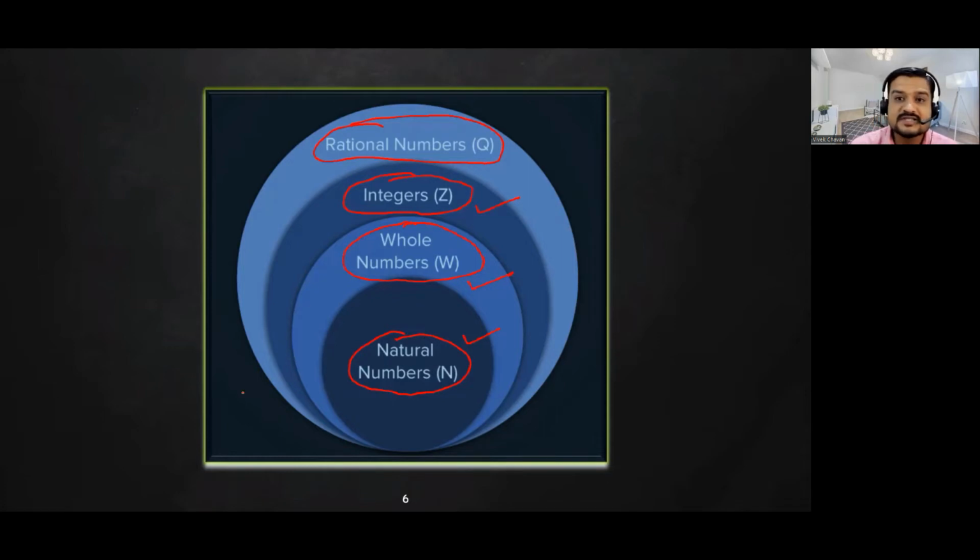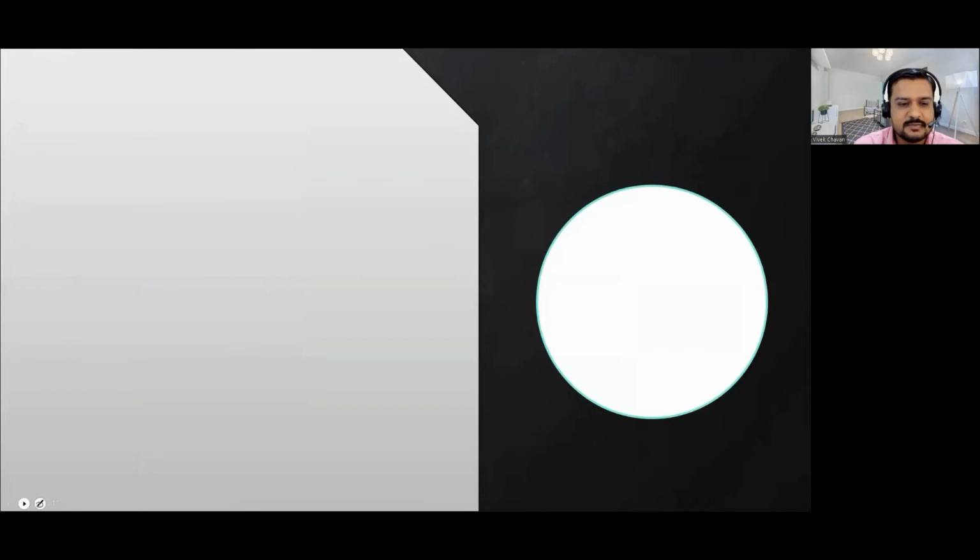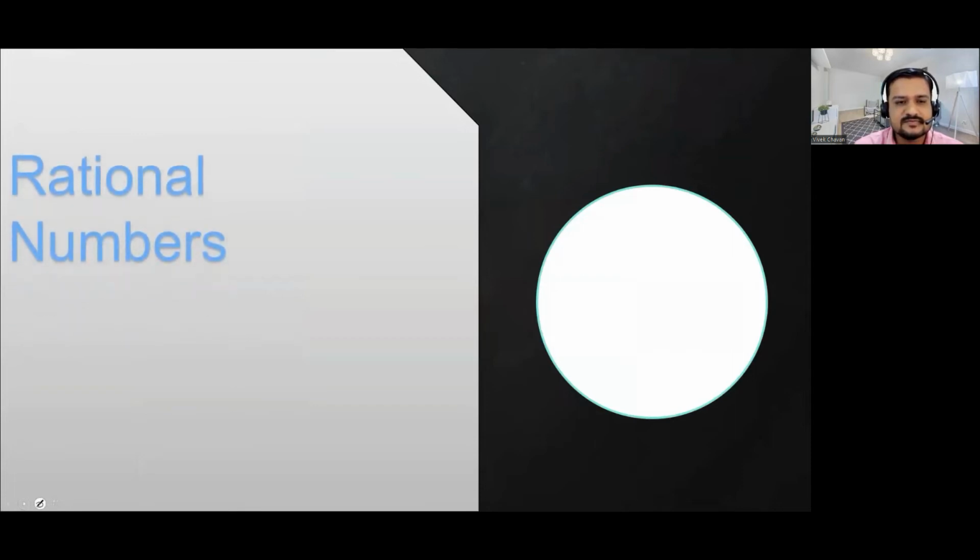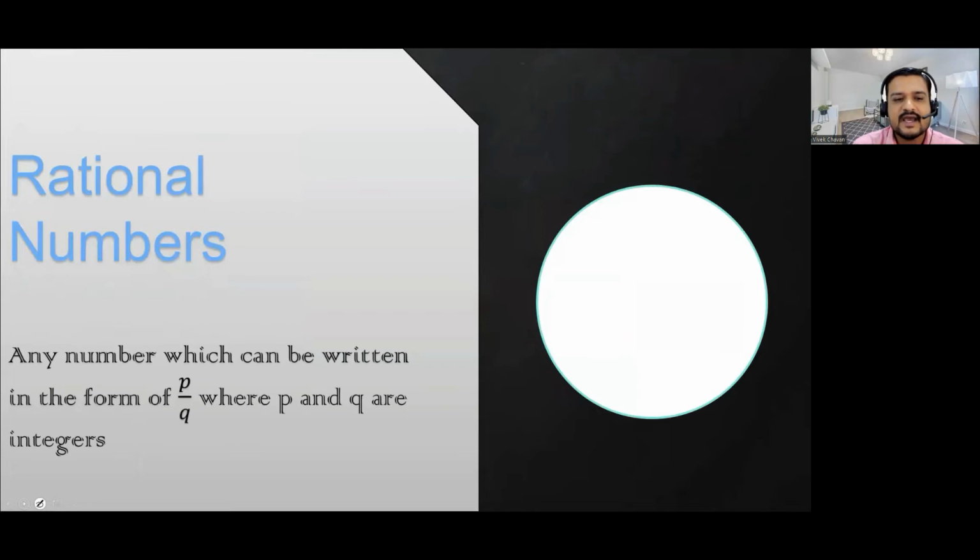Okay, so now what is a rational number? We'll have to see this. Any number which can be written in the form of p by q, where p and q are integers. So any number written in this form, p upon q, and q should not be equal to 0. This condition is also important here. And p and q are integer values.